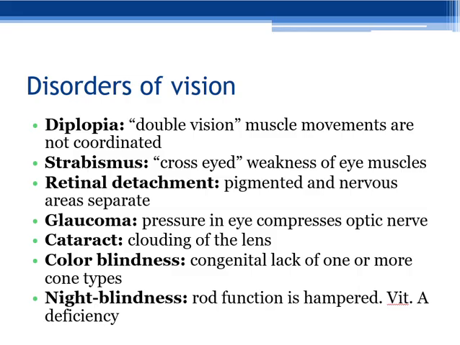We've already briefly talked about glaucoma, which is pressure in the eye that compresses the optic nerve and can lead to blindness, and clouding of the lens, which is a cataract. But we haven't talked about color blindness, which is a congenital lack of one or more of the cone types, and night blindness, which can be caused by vitamin A deficiency, but it's when rod function is hampered or something's wrong with the functioning of your rods.